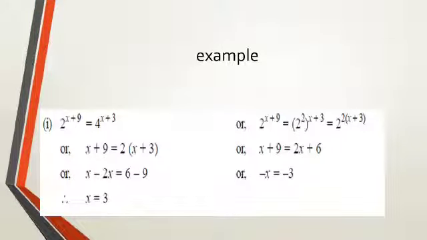See another example: 2 power x plus 9 equals 4 power x plus 3. Here we see that the bases are not the same, but we are going to make them equal. How are we going to do that? 4 can be written as 2 power 2. Then we can multiply the power 2 into x plus 3 and we get how much? 2x plus 6. Now the bases are the same, that's why x plus 9 is equal to 2x plus 6. So x minus 2x equals 6 minus 9, that is, x is equal to 3.